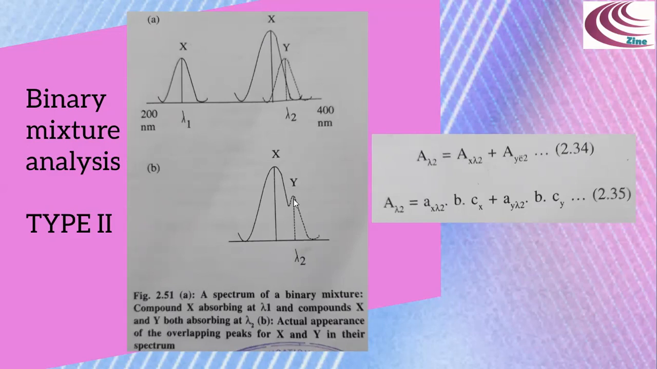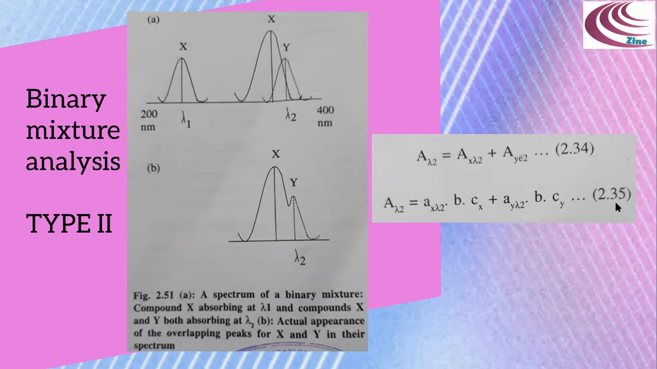So the equation can be written as: absorbance at wavelength 2 is equal to absorbance of X at wavelength 2 plus absorbance of Y at wavelength 2. A λ2, absorbance at wavelength 2, is equal to, the same formula we can write over here, A = abc, meaning absorptivity value of X at wavelength 2 × b × Cx plus absorptivity value of Y at λ2 × b × Cy.